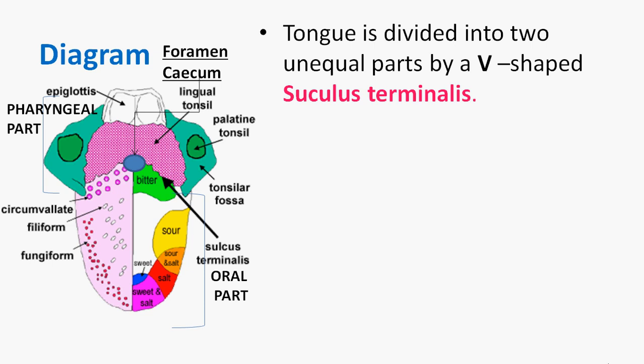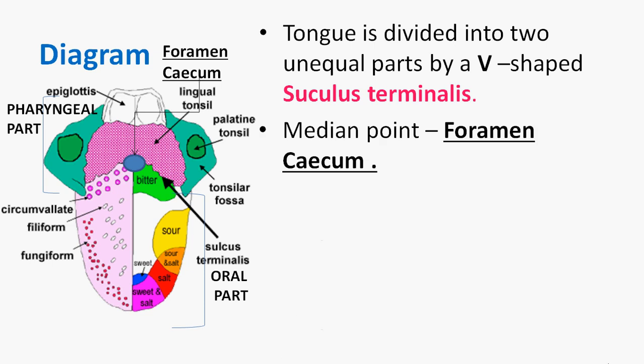The limbs of this V are joined at a median point which is known as foramen cecum. You can see there the big blue colored bubble, the labeling is highlighted there, foramen cecum. So you can see that the limbs of the V are joined by foramen cecum. Let us see which are these two parts in which our tongue is divided.